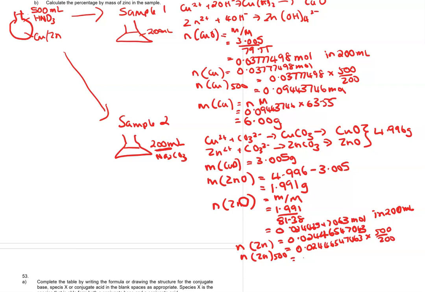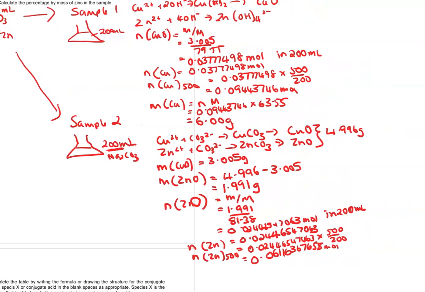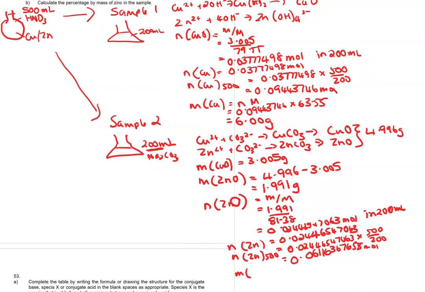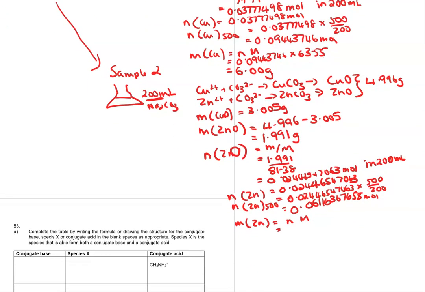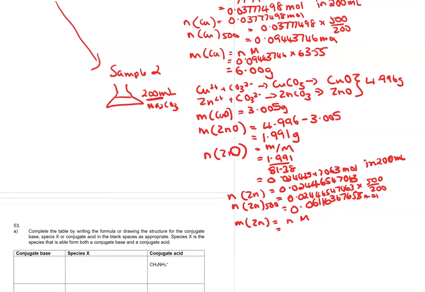Which is 0.0611636768 moles. So we can find the mass of zinc, which is 0.0611636 times 65.38, and this comes out to 3.9988 grams.